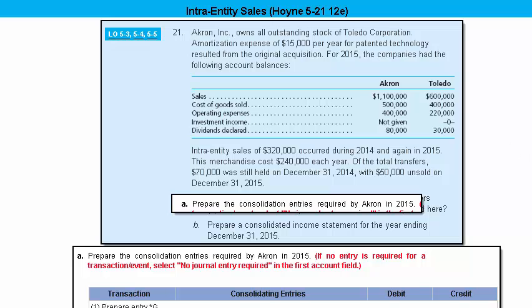Now, they then tell us that intra-entity sales of $320,000 occurred in both years, 2014 and 2015, and in both years the merchandise cost $240,000. They tell us that of the total transfers, $70,000 was on hand at the end of 2014, and $15,000 was unsold at the end of 2015.